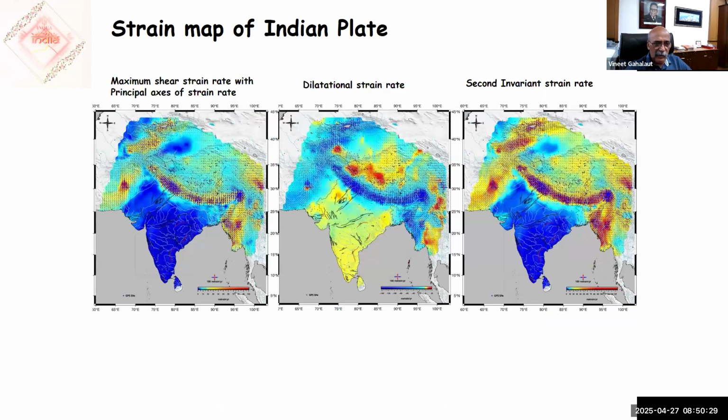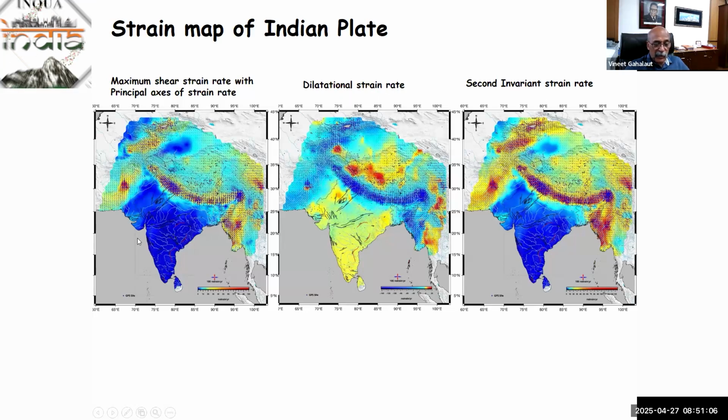For example, if you look here, this is the maximum shear strain derived for the Indian plate region from these data. You see that the maximum shear strain is here in the Himalayan region, of course. There's a lot of strain here in the Indo-Burmese arc. These are plate boundaries. The strain is of the order of almost 100 nanostrain per year. And the strain here is very low, 1 to 2, or at the most going up to 10 or 20 nanostrain per year. A similar thing you can see in the dilatation strain rate or in the second invariant.